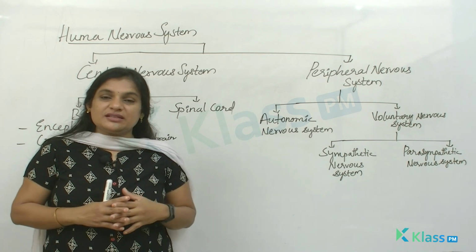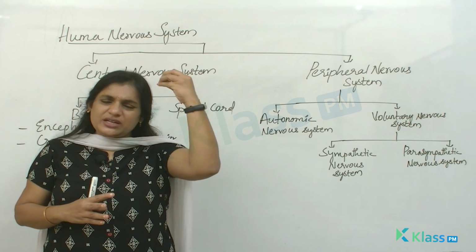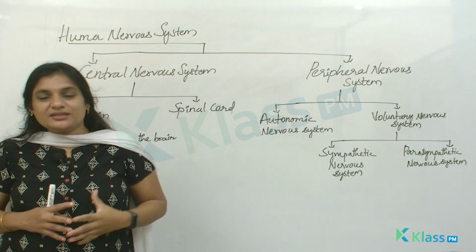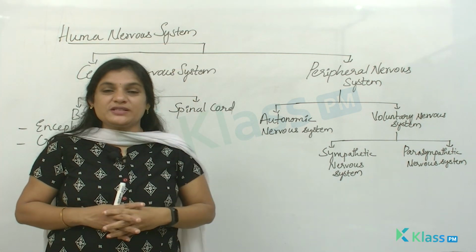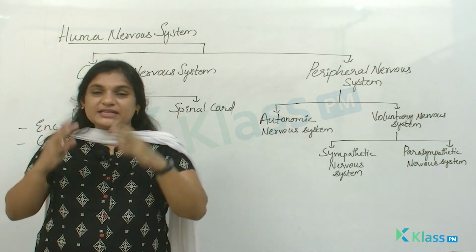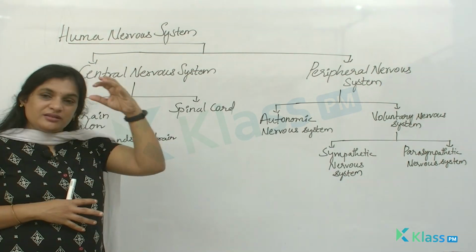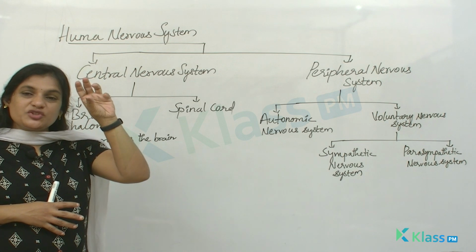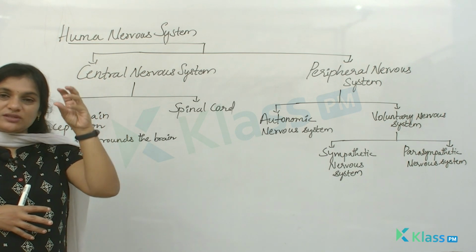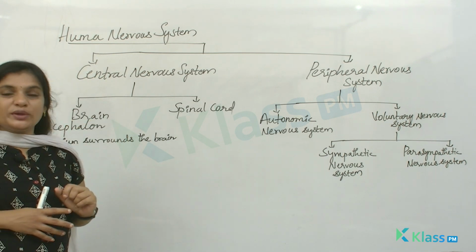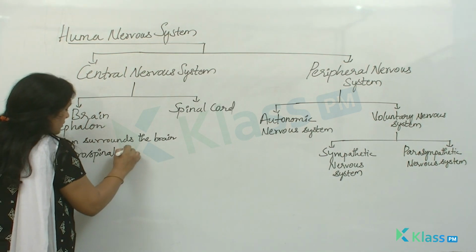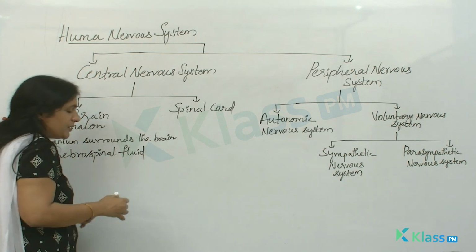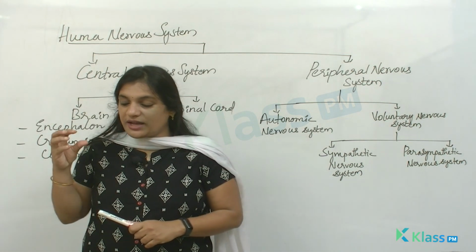That is the reason why, when someone hits you on the head, your brain doesn't get damaged: this hard, tough membrane protects your brain inside the cranium. And there is a fluid which flows between the cranium and the brain, which is called cerebrospinal fluid.